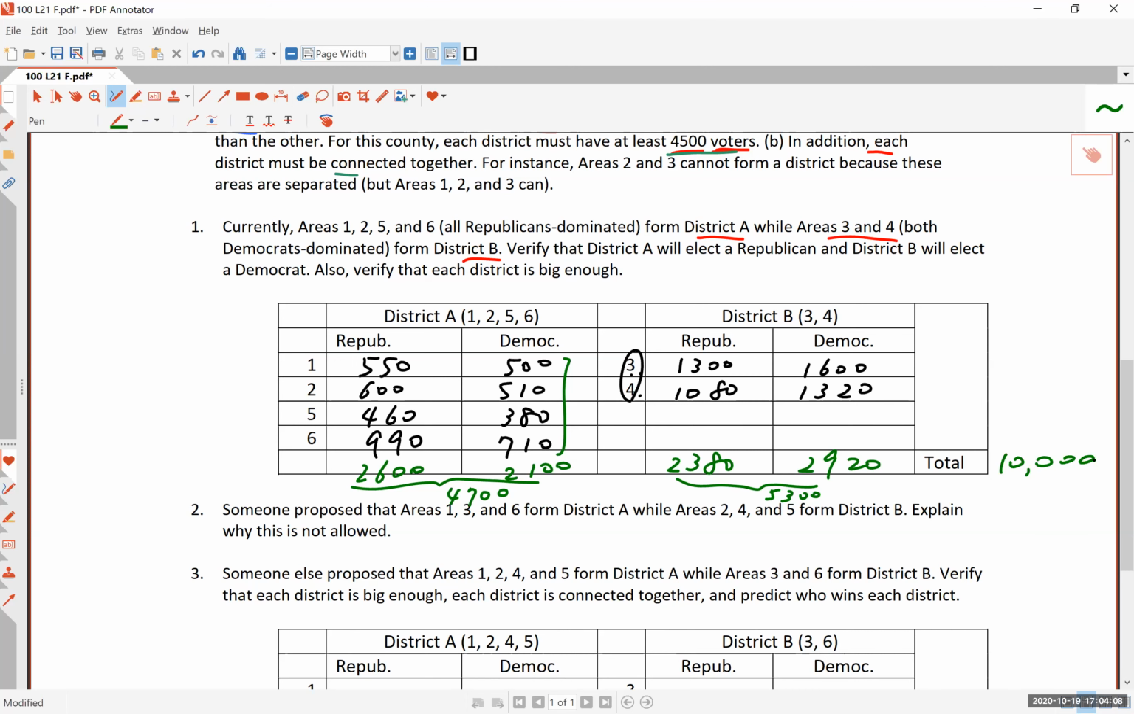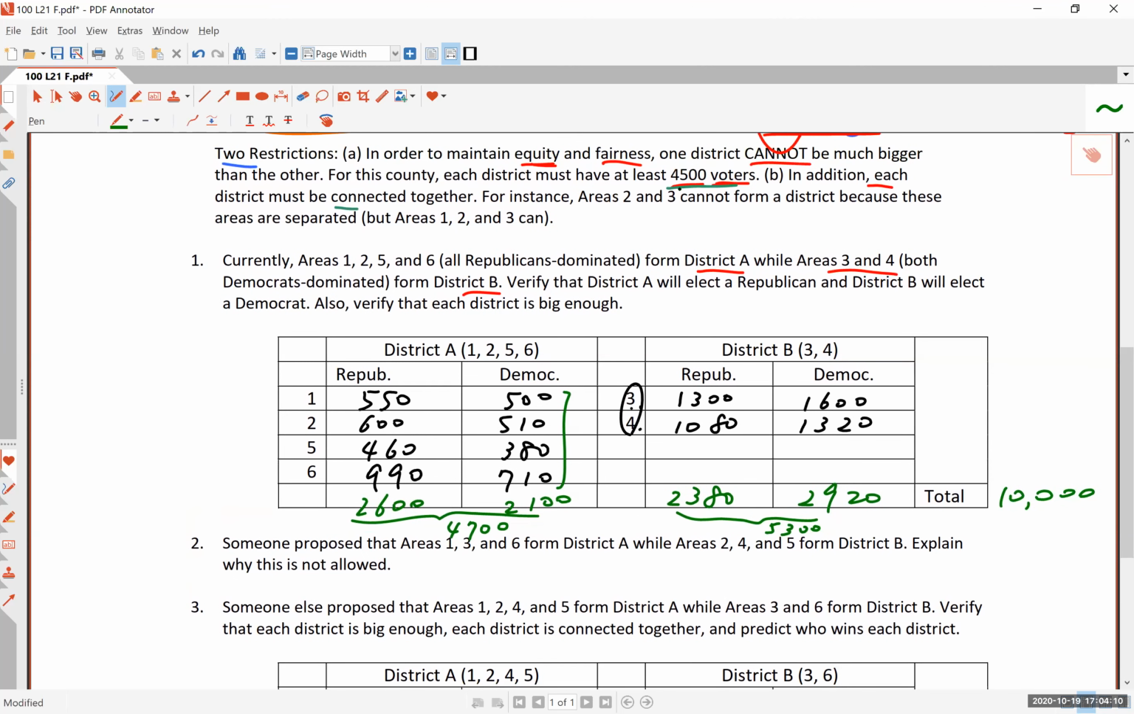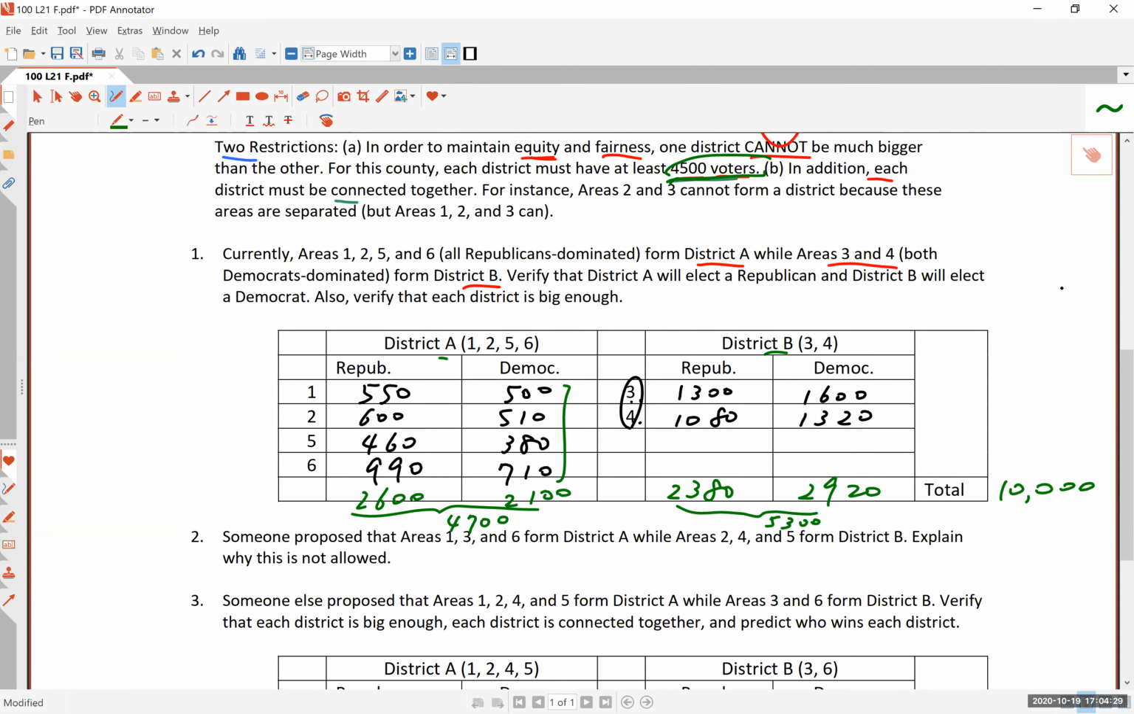Okay, so you can see that the second criterion is, I guess the first criterion is also satisfied, right? District A has at least 4,500 voters and District B has at least 4,500 voters. So as far as the size is concerned, they are both fine. And as far as the connectivity is concerned, they are both fine.